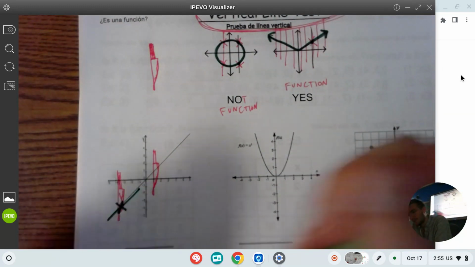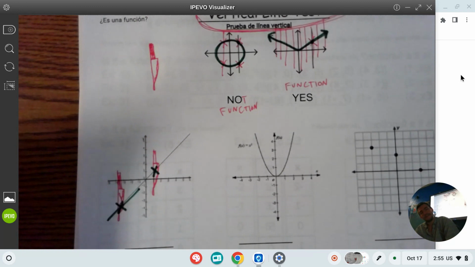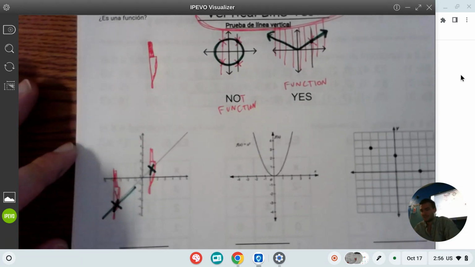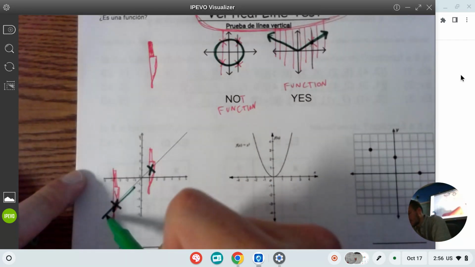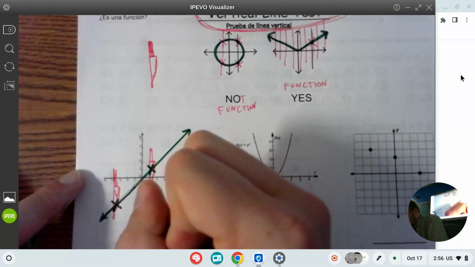Once. Only once. So if you can ever stab down into it and get it twice, then it's going to be not a function. What do you think for this line? Function or not a function? I think this is going to be a function. I agree with you.